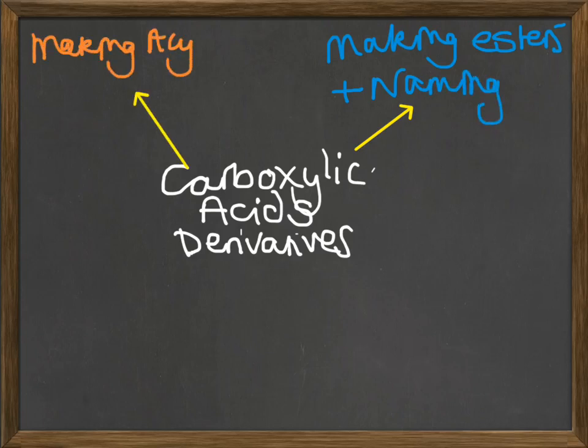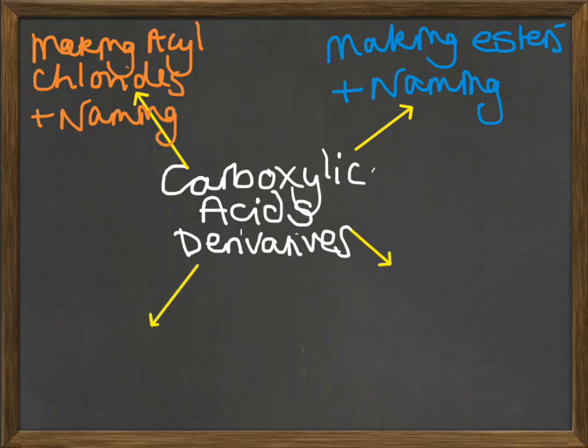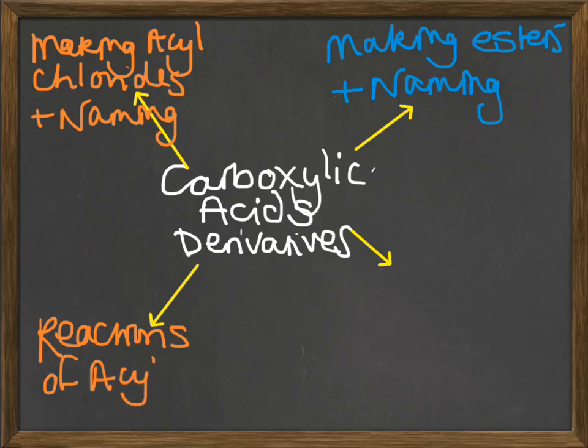We're also going to look at making acyl chlorides, which are where you've replaced the OH on the carboxylic acid with a Cl. We'll also look at the reactions of your acyl chlorides, and finally the reactions of esters.